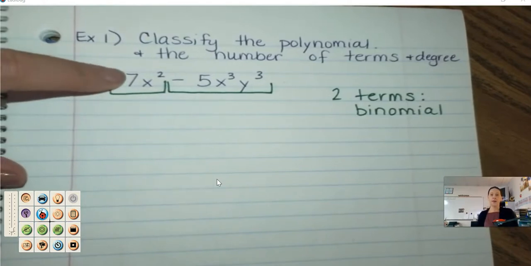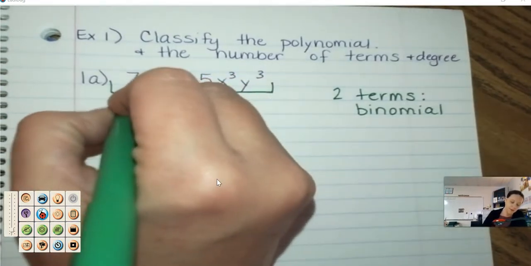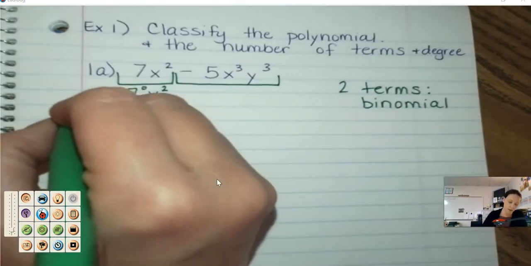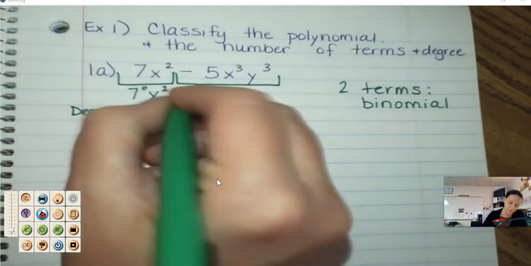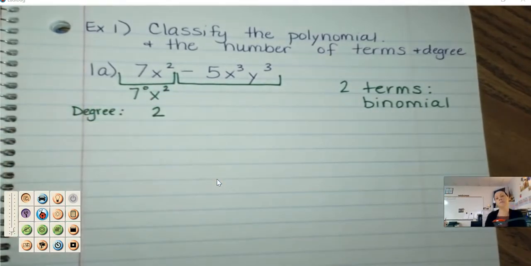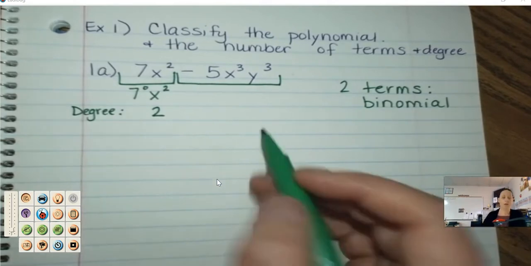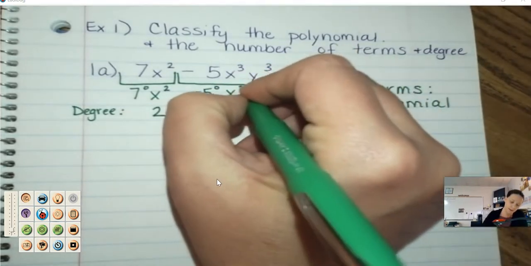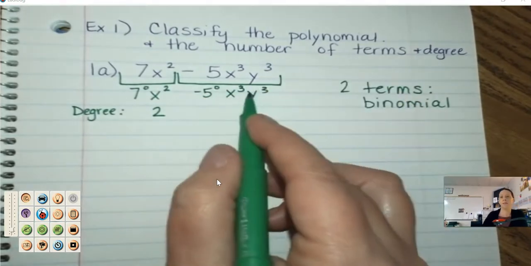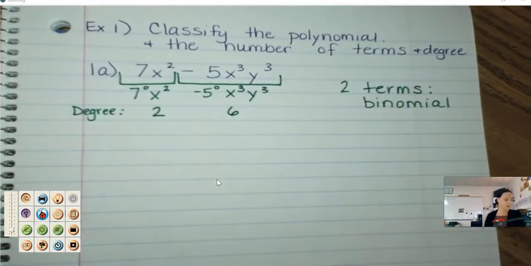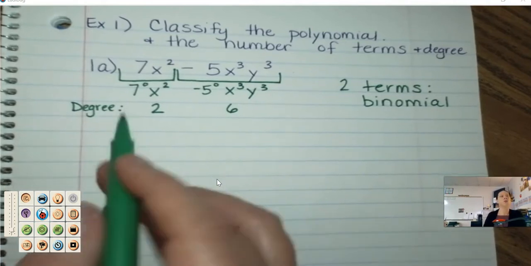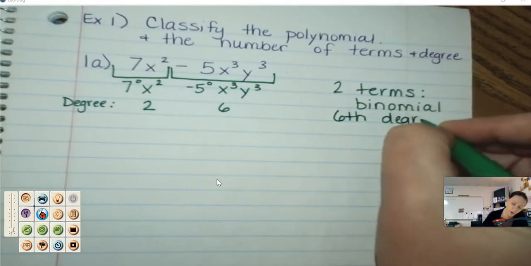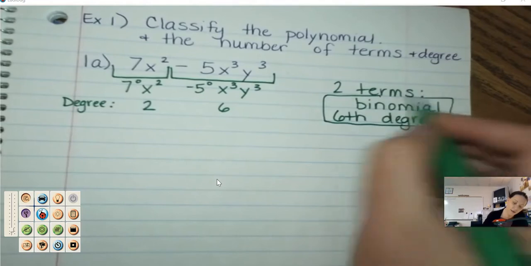So to find the degree, I'm adding up the exponents. So 7 has an exponent of 0. X has an exponent of 2. So the degree on that first term, 0 plus 2 is 2. Okay, negative 5 has a 0 exponent. X has a 3, y has a 3. So you add up 3 plus 3 is 6. So you take the bigger of the 2 degrees. So it's a 6th degree, or we call it a 6th degree binomial.